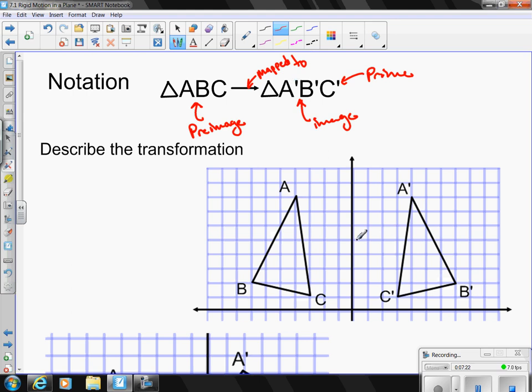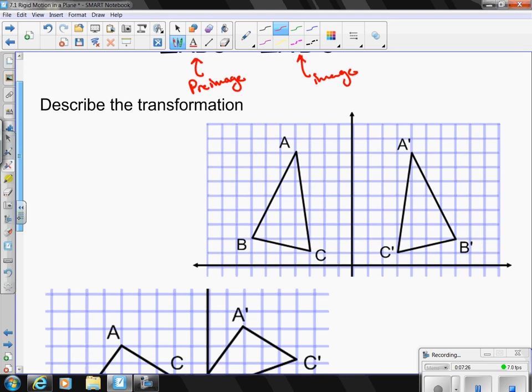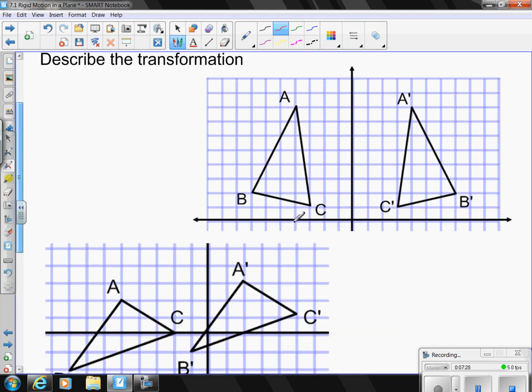So we want to describe this transformation. Transformation is the general term for a mapping. And I look at this and I look at C, C prime, B, B prime, A, A prime. And so this is a reflection. Okay, and we also want to describe the line it's being reflected by. So it's a reflection over the y-axis.